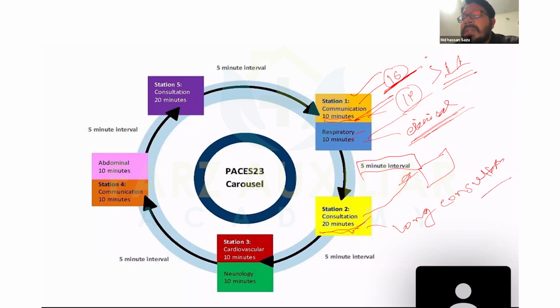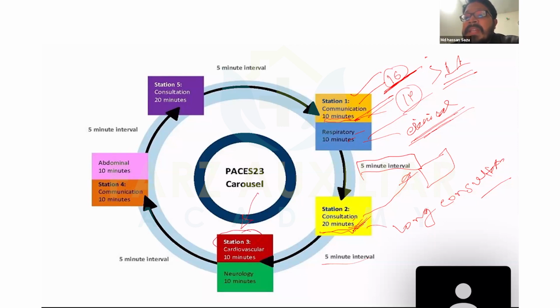I will make it further detailed so that you can understand this consultation, how they divide these minutes in encountering, and sometimes you need physical examination. All of these things will be discussed in my next slides, okay? After this consultation, you will get again a 5-minute interval, and you will find station 3.